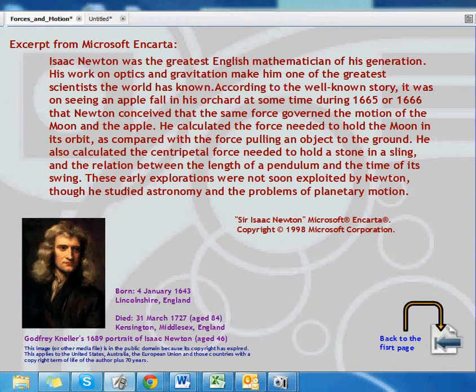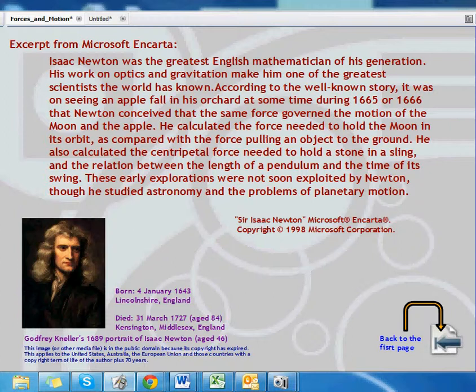Isaac Newton was the greatest English mathematician of his generation. His work on optics and gravitation make him one of the greatest scientists the world has known. According to the well-known story, it was on seeing an apple fall in his orchard at some time during 1665 or 1666 that Newton conceived that the same force governed the motion of the moon and the apple.